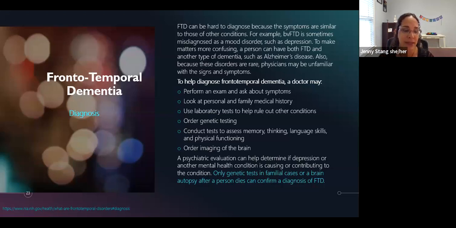So if this is something you really want to push for, if you feel like these symptoms are kind of textbook for what you're experiencing with your loved one, I would just recommend talking with your doctor and saying, how can we test for FTD? Because this might be what we're dealing with, okay?